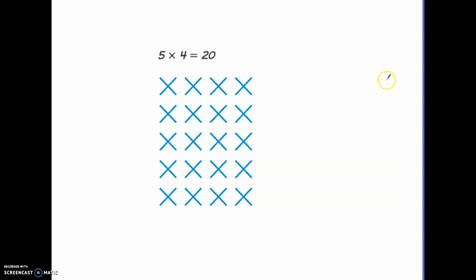Okay, so this is what I came up with. Here's my array because the direction was to make 5 rows with 4 chairs in each row and then to write a number model for that. So my number model is 5 times 4 equals 20. Now how did I get 5 times 4 equals 20? I have 5 rows and 4 in each row.